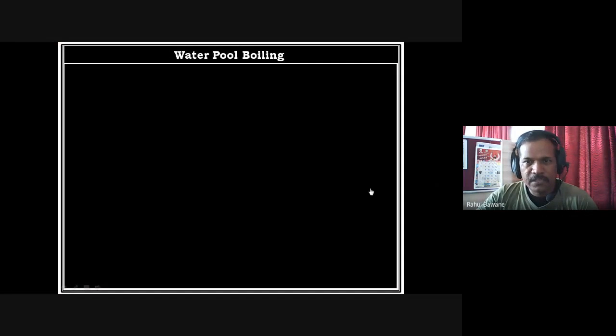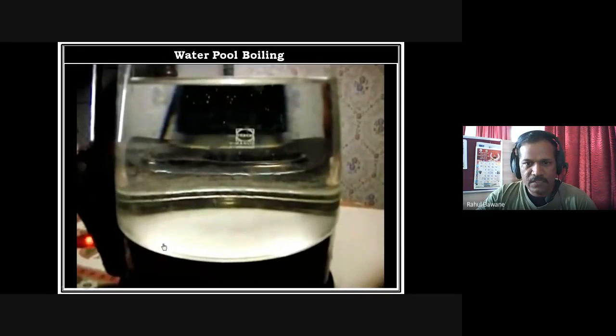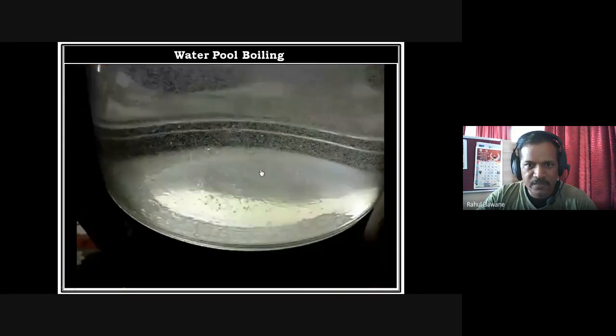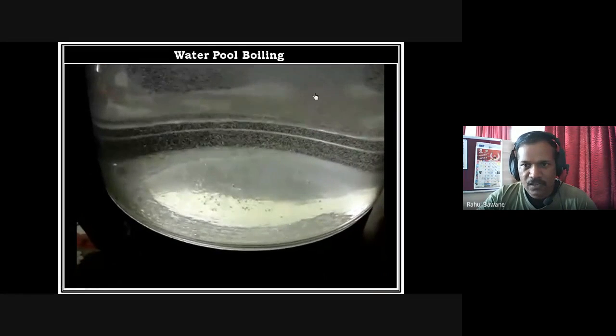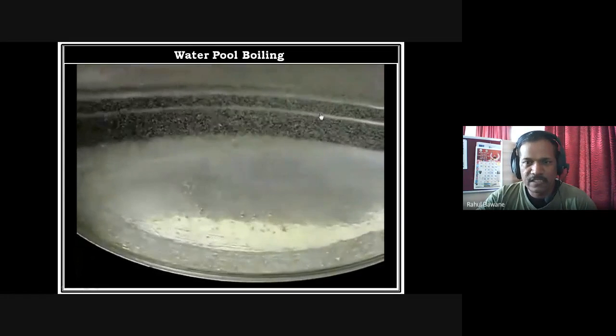At the beginning, we will see one video where we observe closely how water is boiled. Now there is one jar which is heated at the bottom surface. You can observe that there are some layers moving upward. But these are not the bubbles. This is the water content moving upward. This is known as convection.